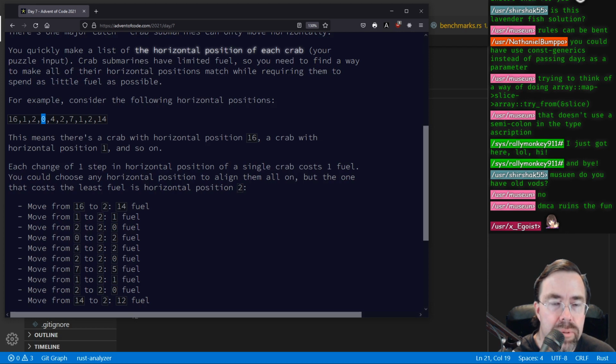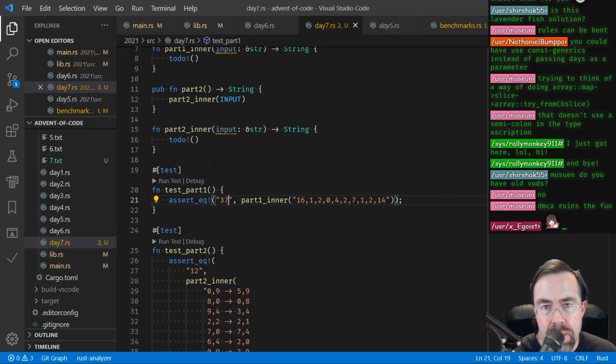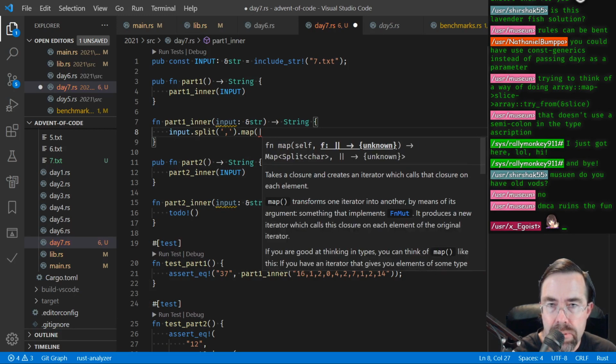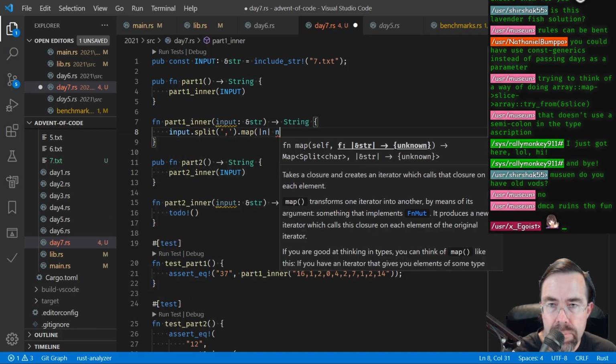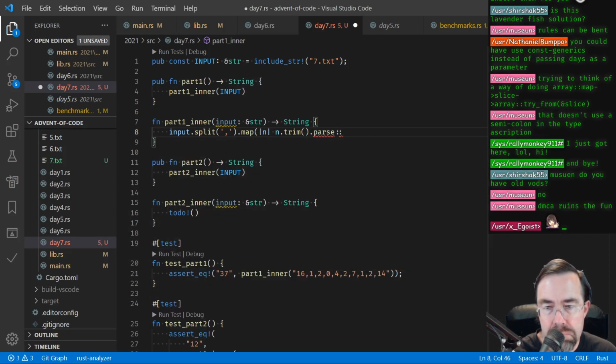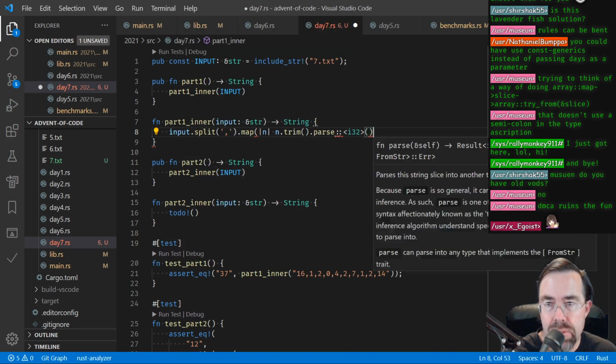So every time we add a number, we have to consider how many numbers are to the left and to the right of it, and then move that goalpost until it balances again. Right? Let me see if this will work. So we would take the input, we would split on comma, we would map that to numbers where we have to trim them, parse them to, for convenience, let's just do i32, unwrap.